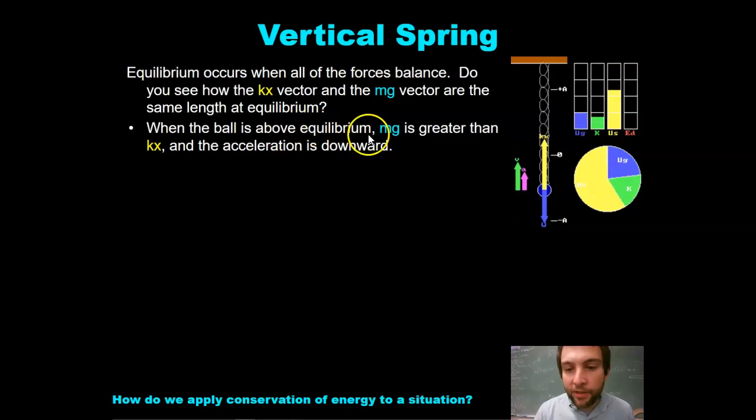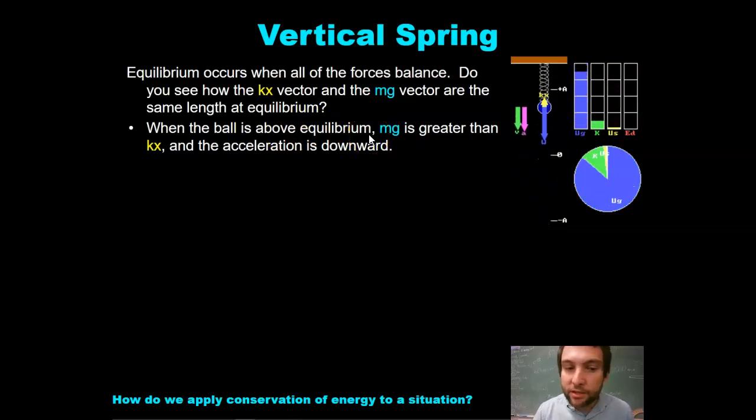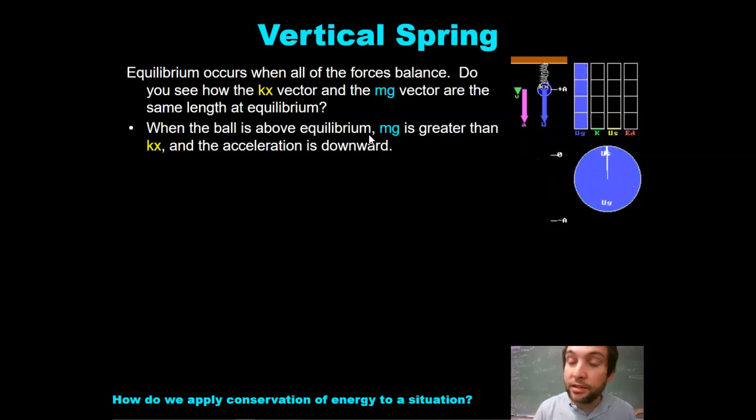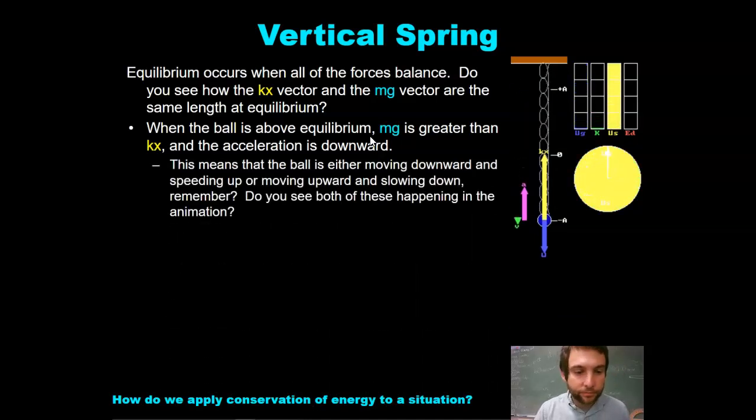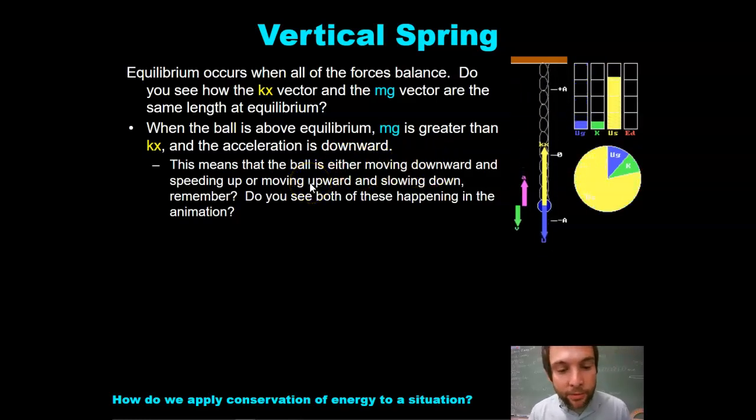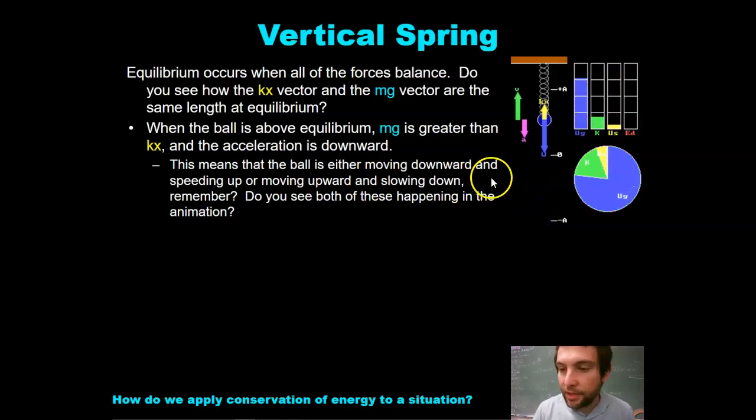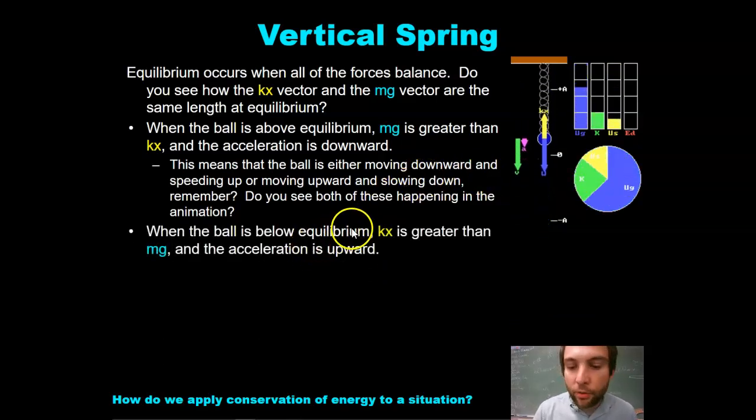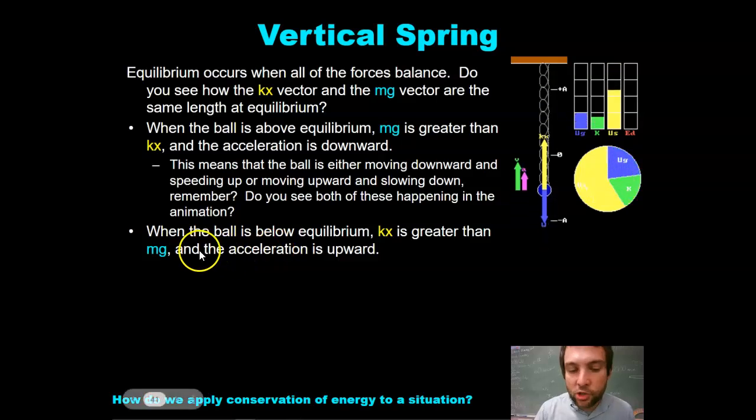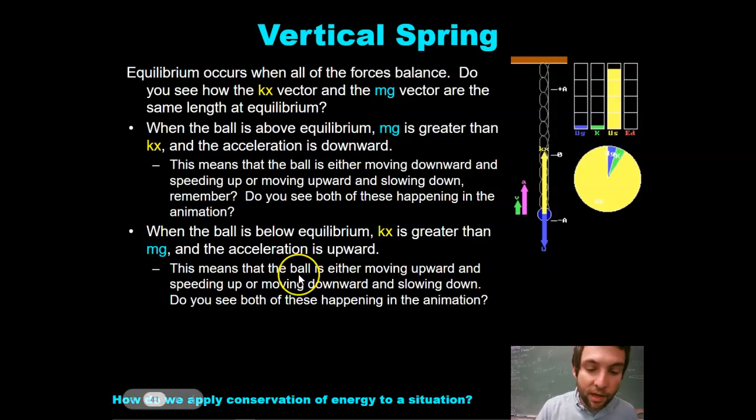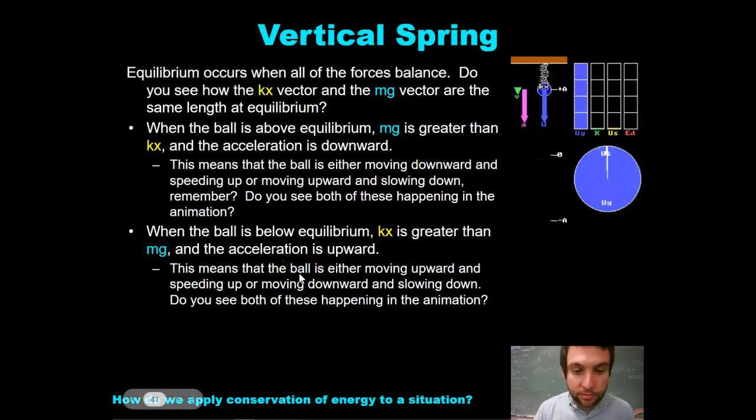When the ball is above equilibrium, the weight is greater than k times x, and the acceleration is downward because of gravity. This means the ball is either moving downward and speeding up or moving upward and slowing down. Do you see how both of these are happening in the animation? Okay. When the ball is below equilibrium, k times x is greater than mg and the acceleration is upward. That means the ball is either moving upward and speeding up or moving downward and slowing down.